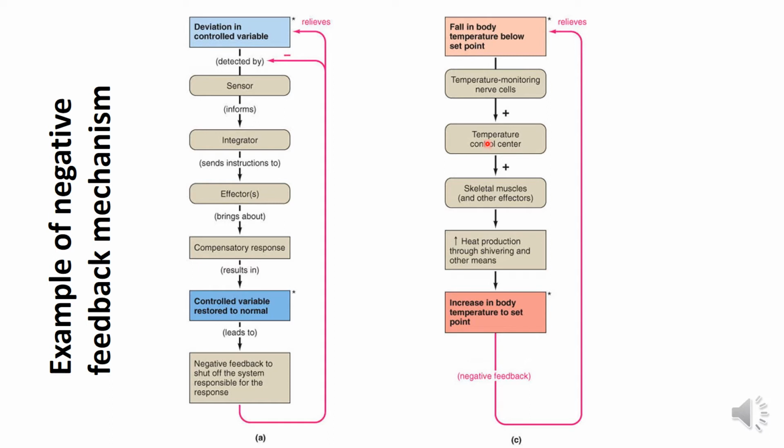And from the control center or temperature control system, impulses will go, for instance, to the skeletal muscle, causing them to contract, causing shivering. And this contraction of the muscle will lead to an increase in heat production. And this increase in heat production will inhibit the stimulation of the receptors. So this is a negative feedback mechanism.